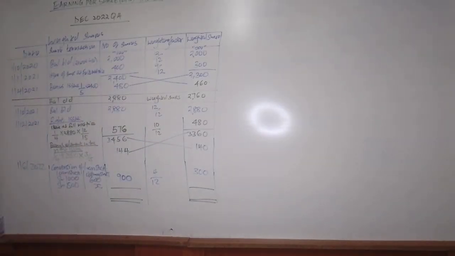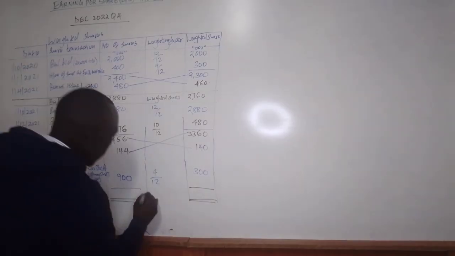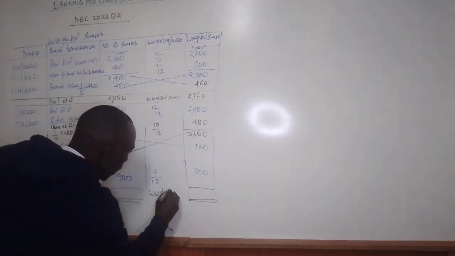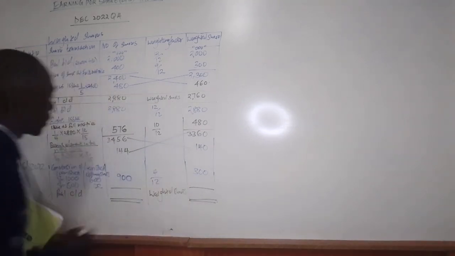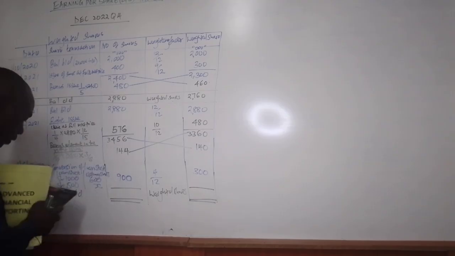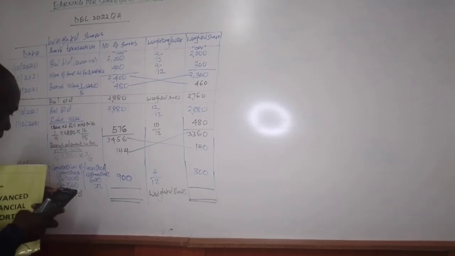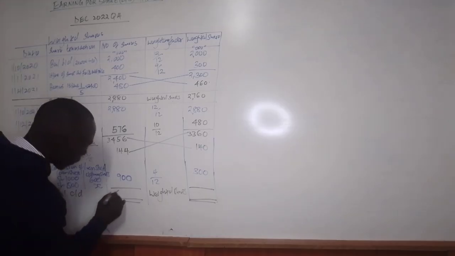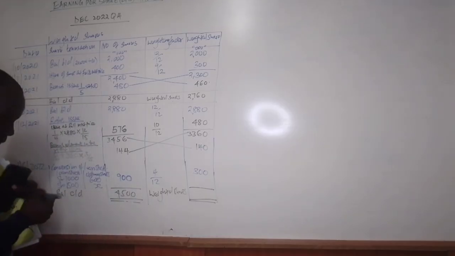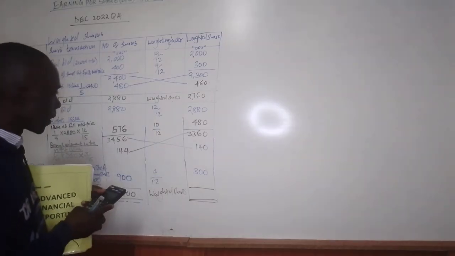Let us get our balance. Our balance carried down here, and here we get our weighted shares. So our balance will be how much? In this case, we will take this. So it is going to be 3456. Then you add 144, and also you add 900. Then you get the total of 4,500. That is the total. And then let us get our total here. Our total here will be 33.